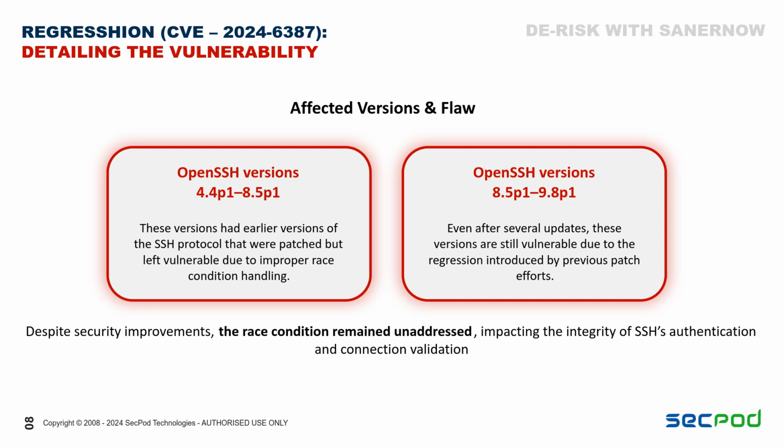Virendra, do you want to comment on that? Yeah, for versions 8.5 P1 to 9.8 P1, the situation worsened because these updates inherited flaws from the earlier patches, despite the incremental security improvements. These versions remain vulnerable due to reintroduction of issues in a different form. That cascade effect is dangerous when it affects widely used protocols like SSH.